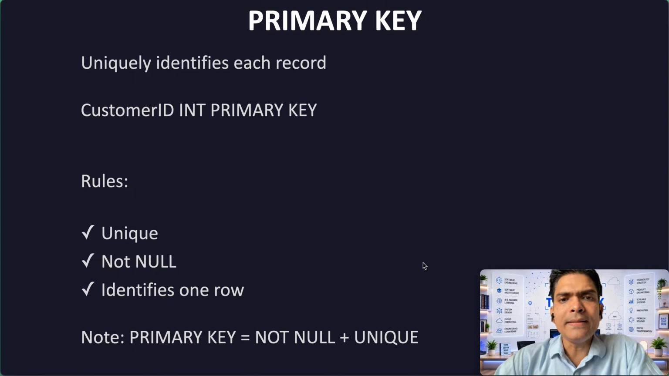We have already seen the first type of constraint, the primary key. A primary key uniquely identifies a record in a table. For example, customer ID can be the primary key in our customers table. The database will make sure that two records do not have the same primary key value. It also cannot be null. So a primary key is both an identifier and an important data integrity rule. In fact, you can think of a primary key as a combination of not null and unique constraints together.